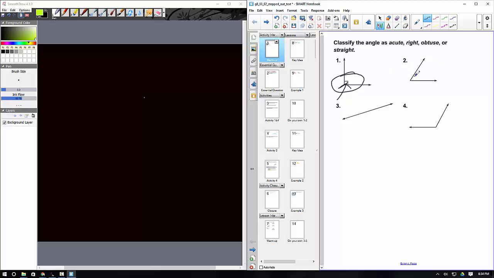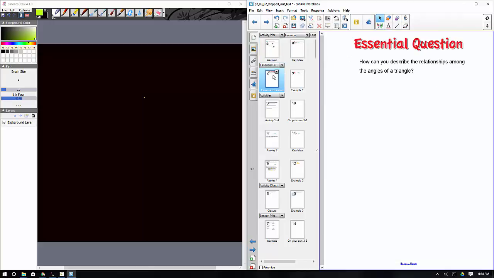Now, if an angle is smaller than 90 degrees, it's so cute. It's like a little one. So we just call this an acute angle. If a line or angle is greater than 90 degrees, it's obtuse. So it's more than 90 degrees. And of course, if it goes straight, it is just a straight line if it's 180 degrees.